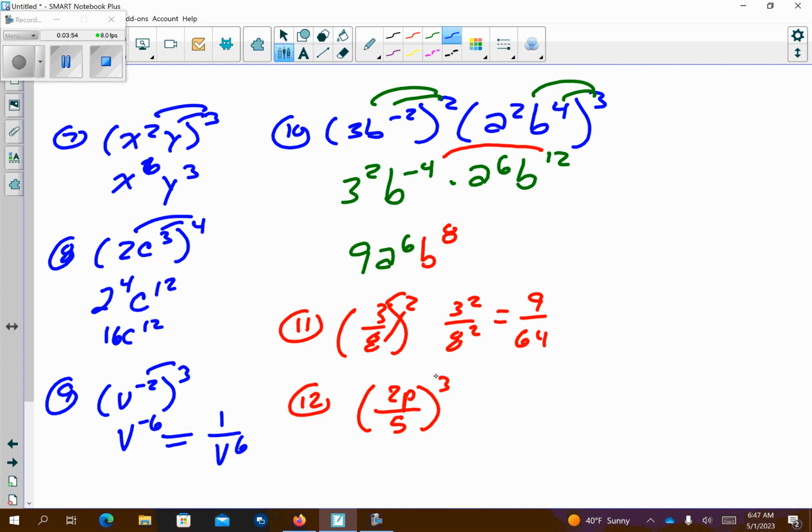So let's make sure we bring this here, here, and here. So I'm going to get 2 to the third, p to the third, 5 to the third. And I think you can multiply those out. So 2 times 2 is 4 times another 2 is 8. P to the third stays as is. 5 times 5 is 25 times another 5 is 125. And 8 and 125 will not reduce.